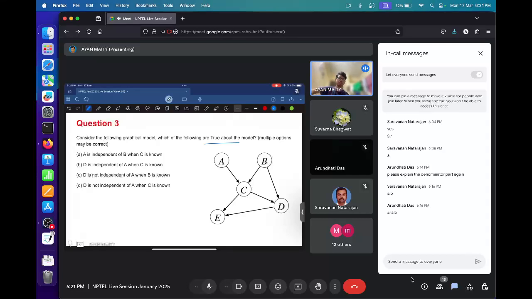For this question you need to understand the 3 d-separation rules, and you have to apply those rules to find out the independence between variables given some other random variable.